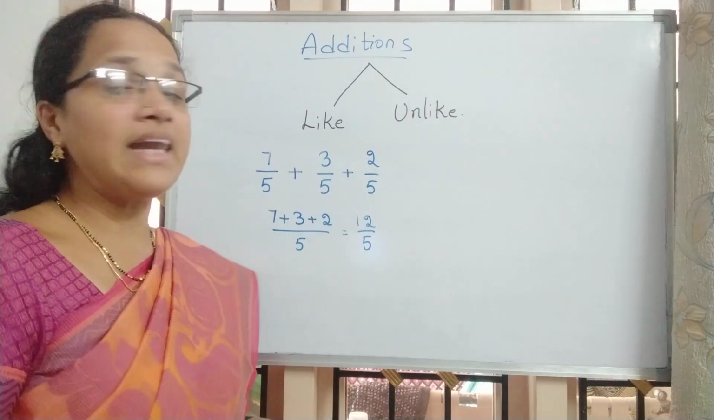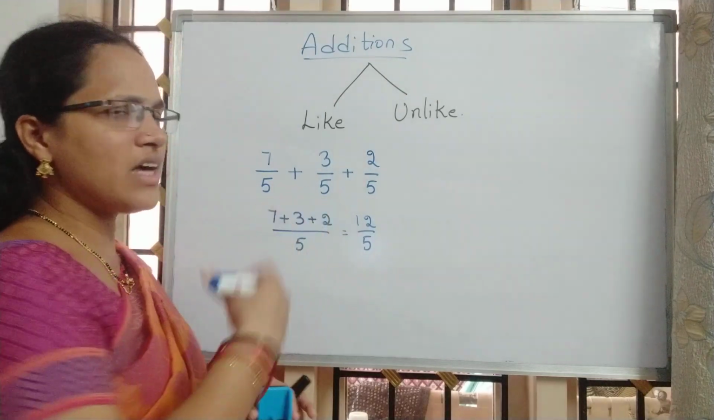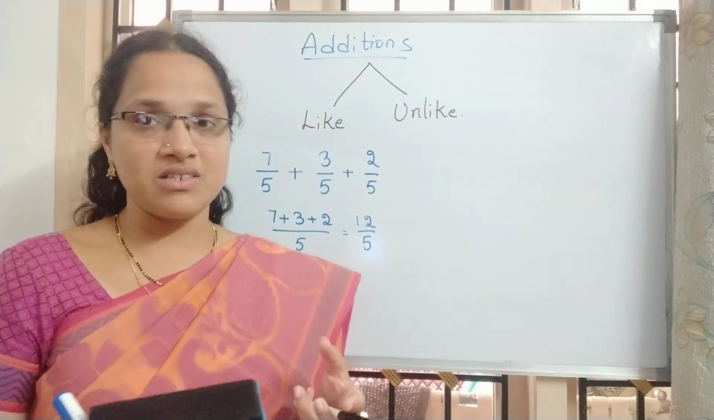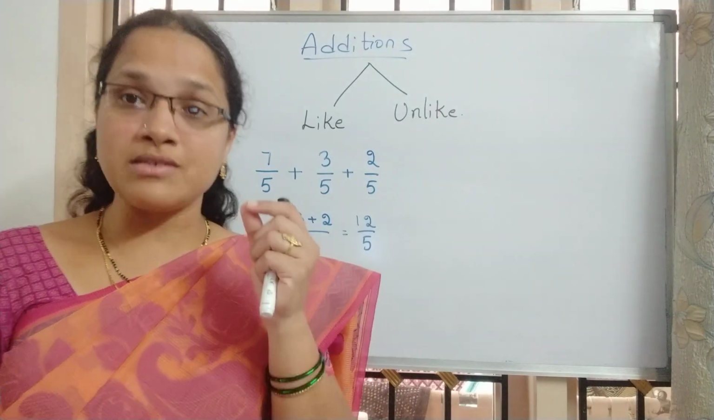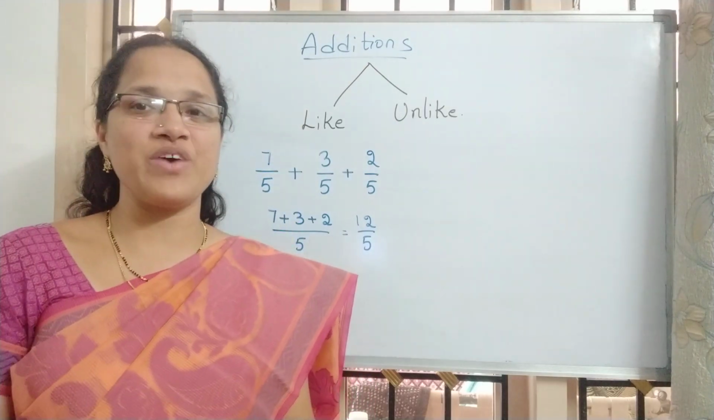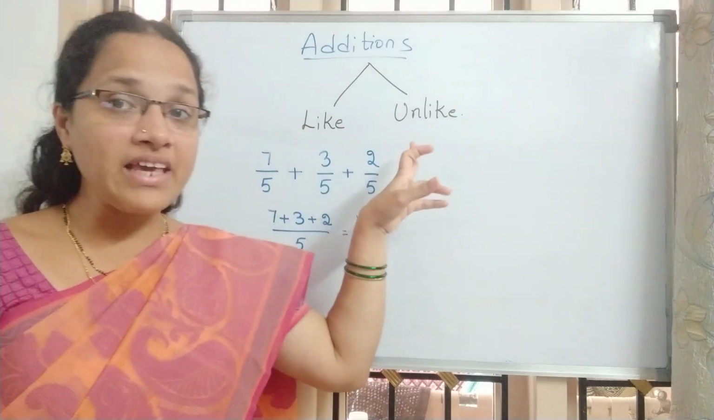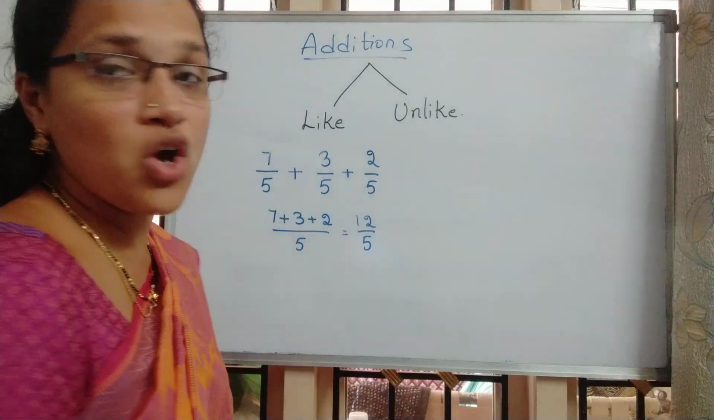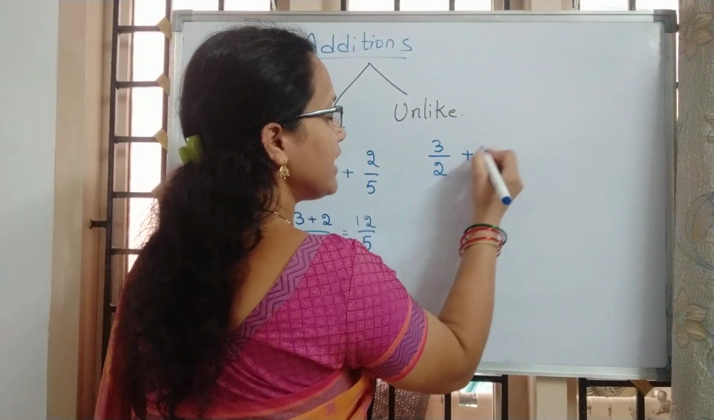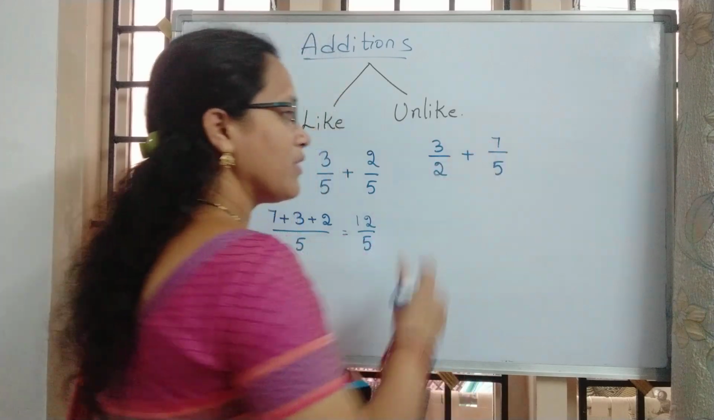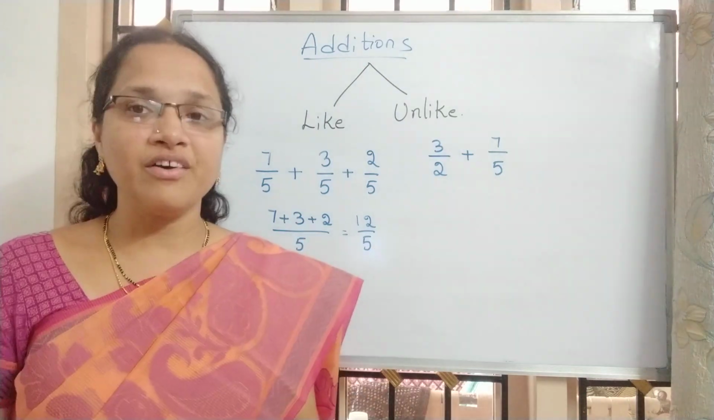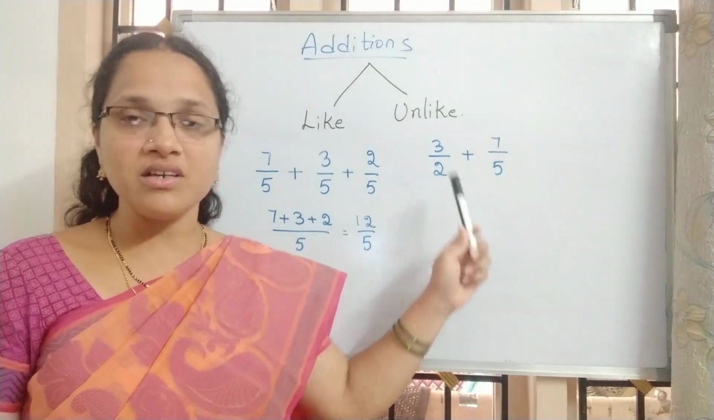Yes. Now coming to the unlike fractions. What is the definition of unlike fractions? Unlike fractions means, what happened? Are they having the same denominators? They have different denominators. Very good. See, like is the same, unlike is the different. So if you have different denominators, you call it an unlike fraction. So these are the two. See here, the denominators are 2 and 5. As they have 2 different denominators here, it is an unlike fraction.